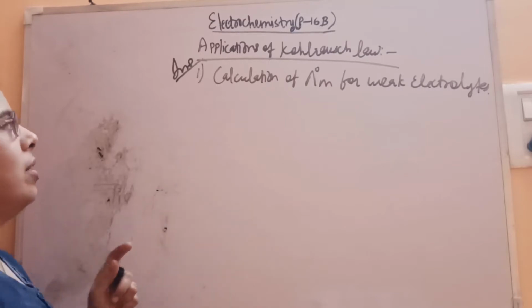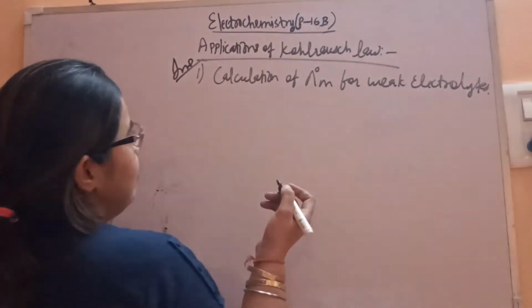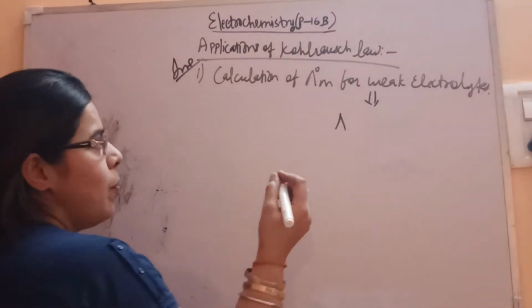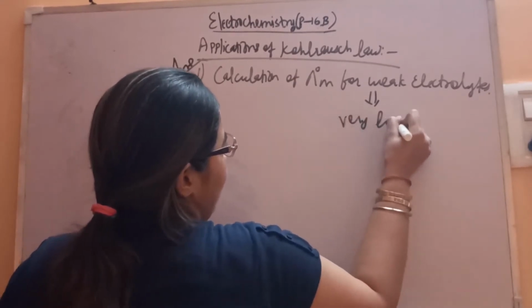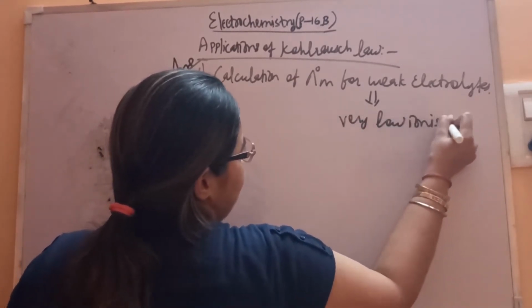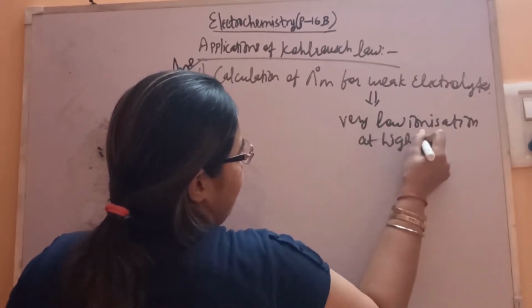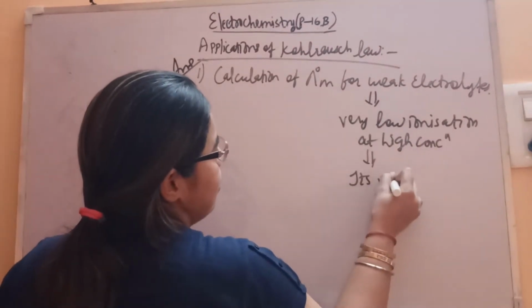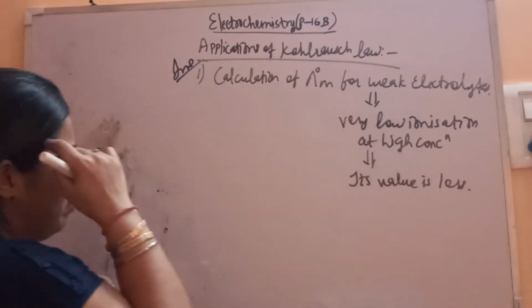With the help of Kohlrausch's law we can easily calculate it. And we know that for a weak electrolyte we will not be able to extrapolate, because there is very low ionization at high concentration, and its value is also very less. So here we will calculate.